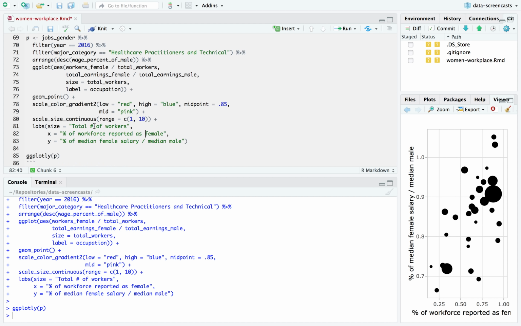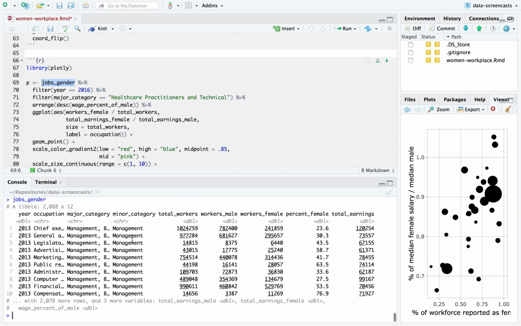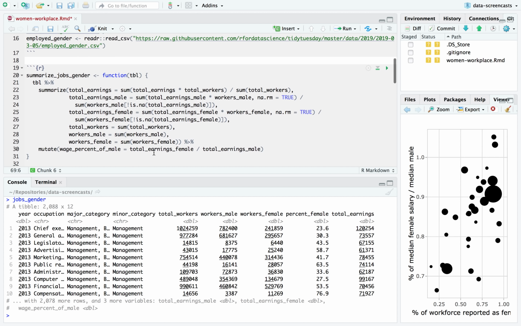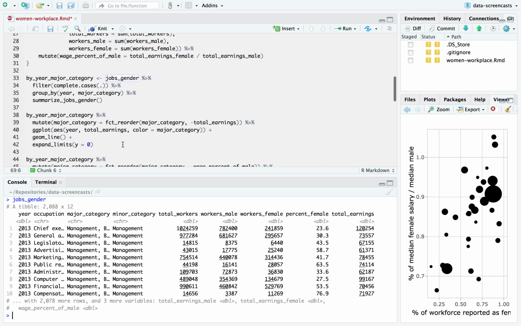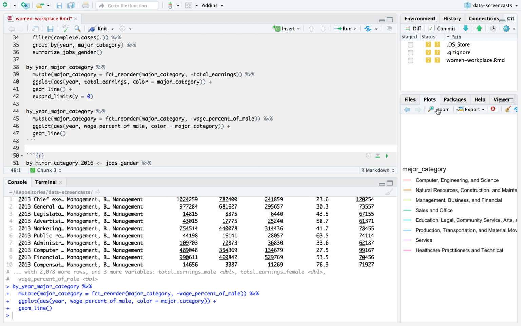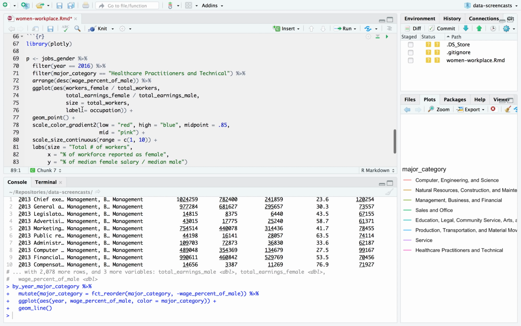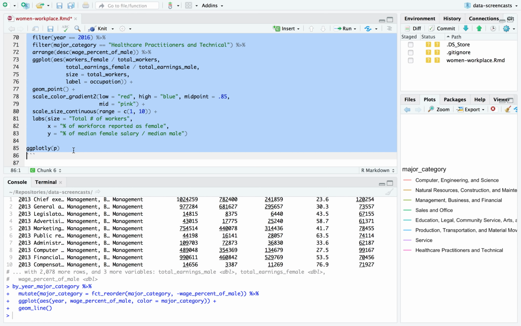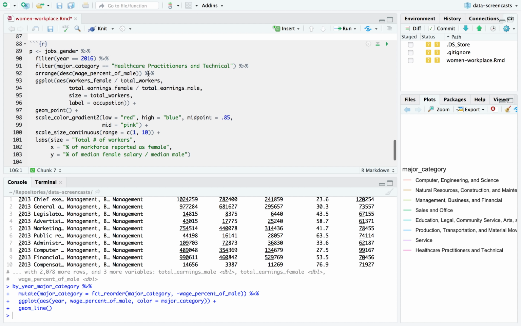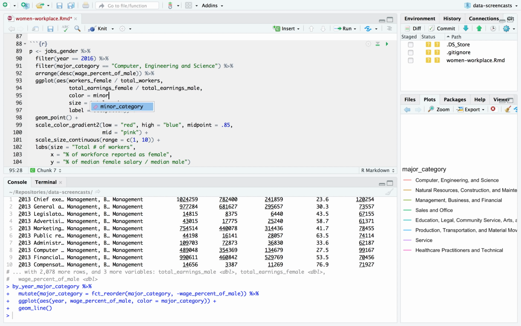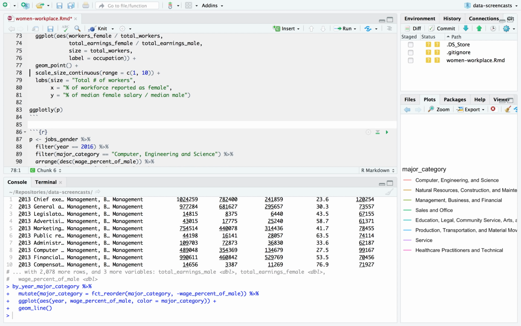All right, my own job is within the major category of computer engineering and science. Take a look. Computer engineering and science. So let's take a look at that as well. I could copy paste, I could take the exact same code and just take a different major category. Computer engineering and science. Oh, and here I can actually say color equals minor category, and that could be interesting. I can drop this from both my graphs.